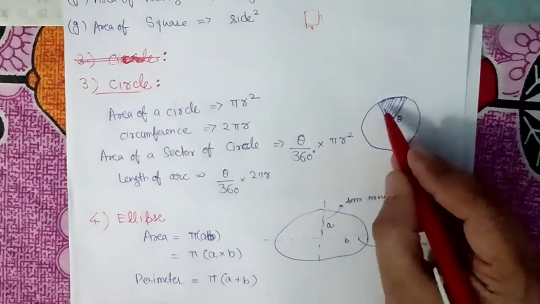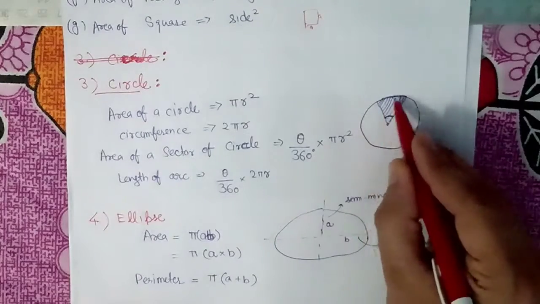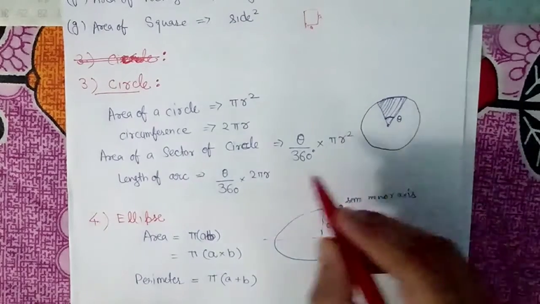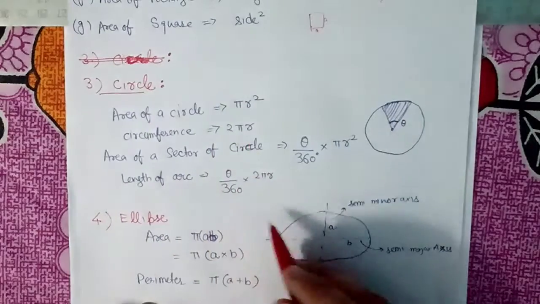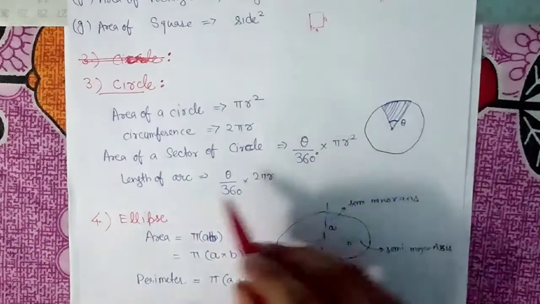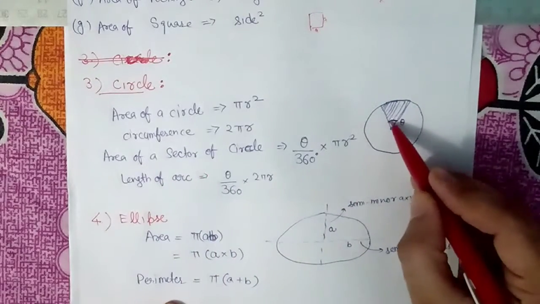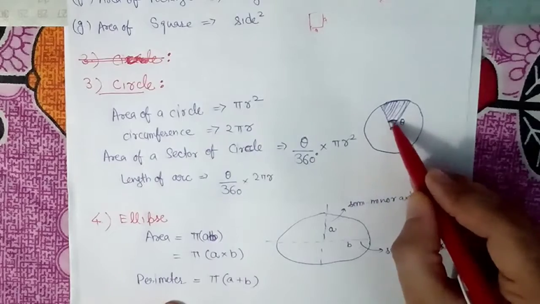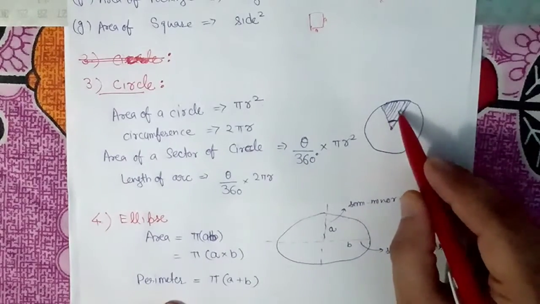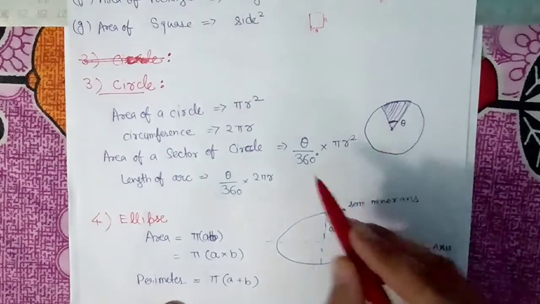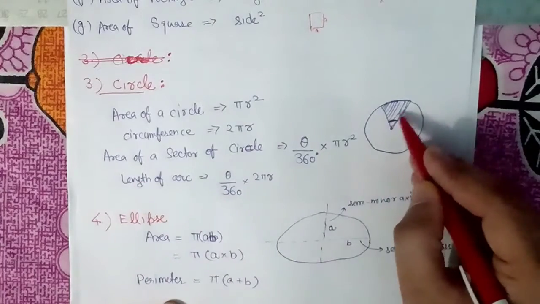In a circle, the area of a circle is given as pi r square, and the perimeter of a circle, known as the circumference, is equal to 2 pi r. If you want to calculate the area of a particular sector which is making an angle of theta with the center, this is theta part of 360 degrees. So theta by 360 into pi r square will give you the area of that sector.